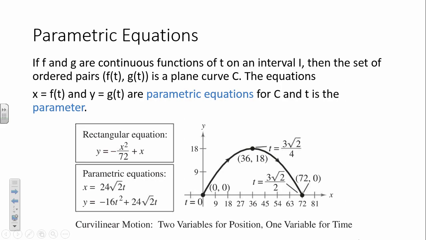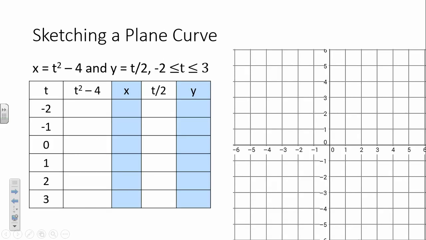So if we're sketching a plane curve and we have f of t is t squared minus 4 and g of t is t over 2, we're going to use the same numbers for t, plug them in to figure out what the x and the y's are, and then plot just the x and the y's. That's why this is a bluer color. Those will eventually be plotted, and we'll be able to see our parametric curve.